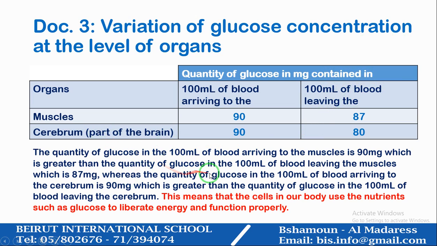Whereas the quantity of glucose in the 100 milliliters of blood arriving to the cerebrum is 90 milligrams, which is also greater than the amount of glucose in the 100 milliliters of blood leaving the cerebrum. This means that the cells of our body, the cells in the muscles and the cells in the cerebrum, use the nutrients such as glucose in order to liberate energy and function properly.